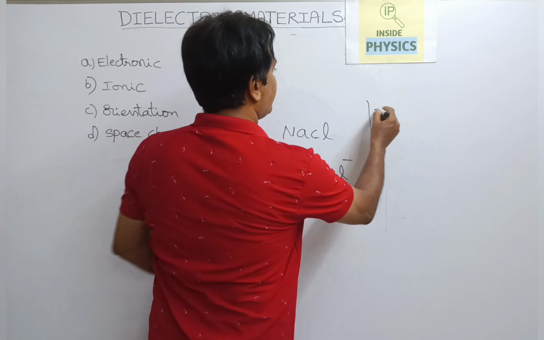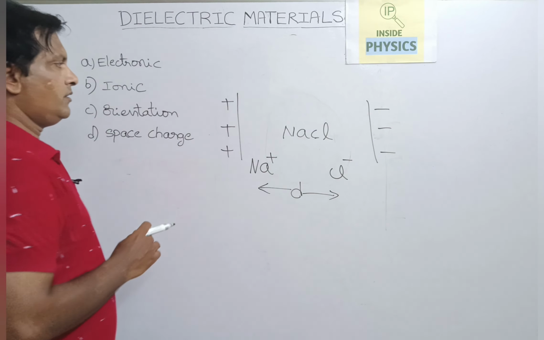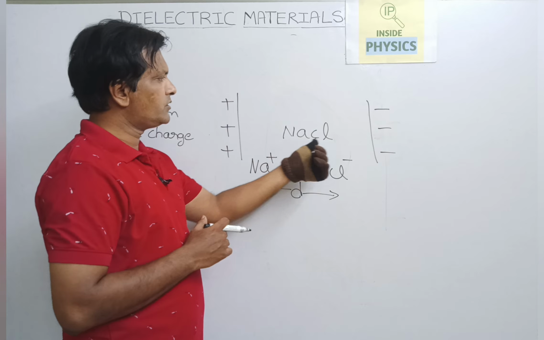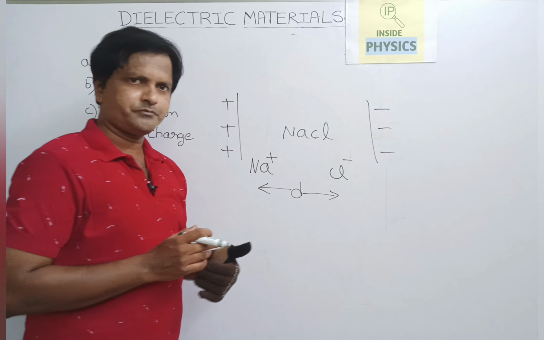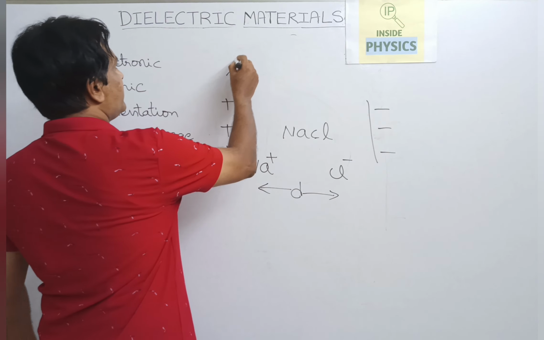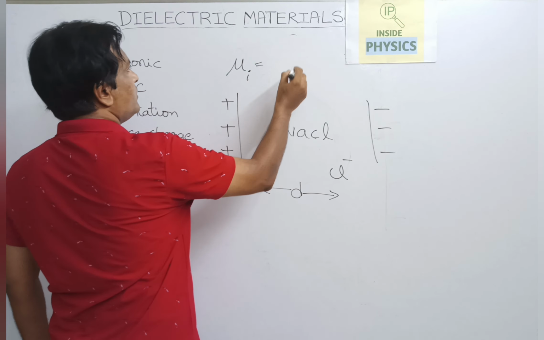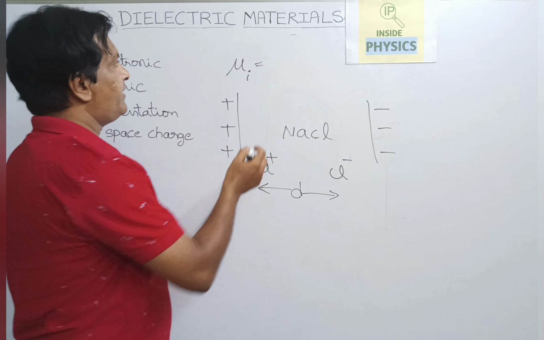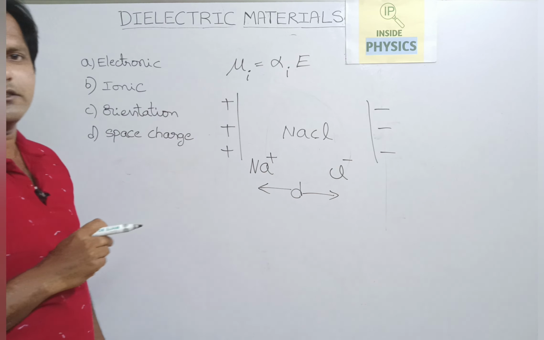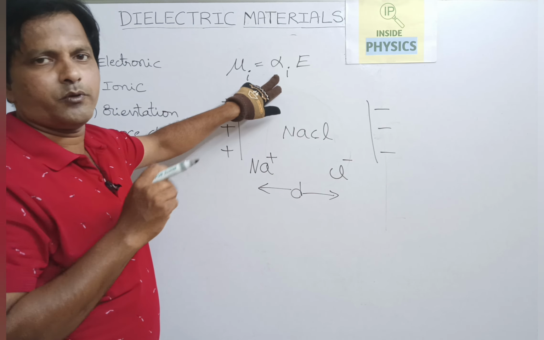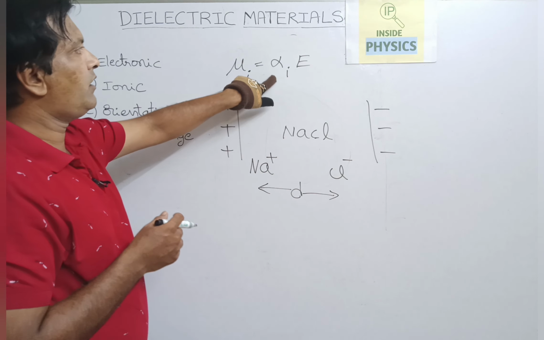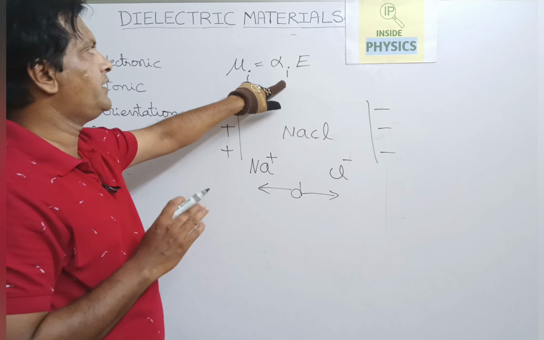After applying an electric field, the ions will move away from each other, the sodium ion towards the negative plate and the chlorine ion towards the positive plate. So here the induced dipole moment is directly proportional to the external applied field, where alpha I is nothing but the ionic polarizability, just like alpha E in the electronic polarization.